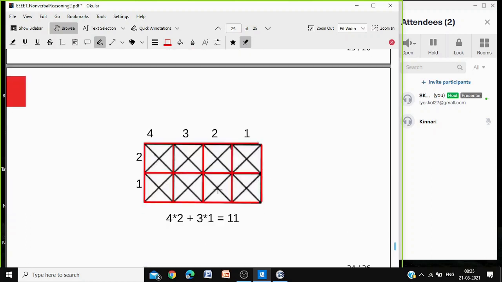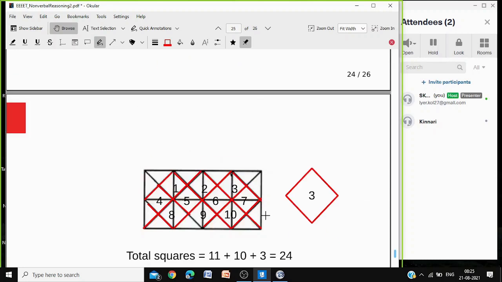So this is what we are having. First of all, normal number of squares, how do we do it? Forget the inside division. 4, 3, 2, 1 and here 2, 1. So 4 into 2, 8. 1 into 3, 3, and there are no more numbers here. So 8 plus 3, 11. That is step number 1.